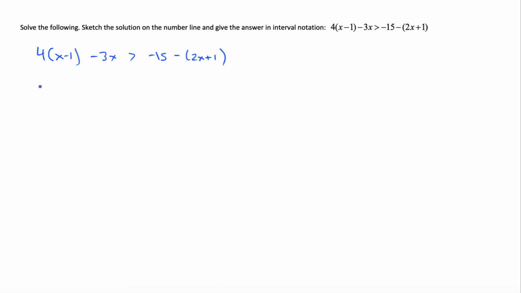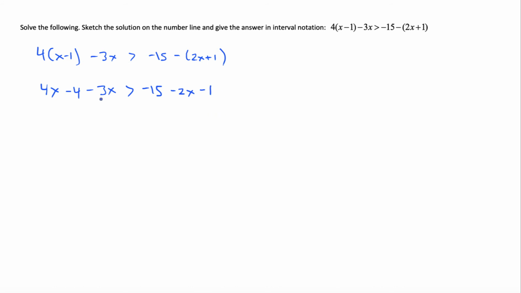So 4 times x is 4x, and 4 times negative 1 is minus 4. That minus 3x just stays the same. We'll do this step by step. On the right side, we see the parentheses, but what's in front of it? There's no number, but we can assume that it's negative 1 in this case. So essentially, each term here should be multiplied by negative 1. So that becomes minus 2x minus 1.